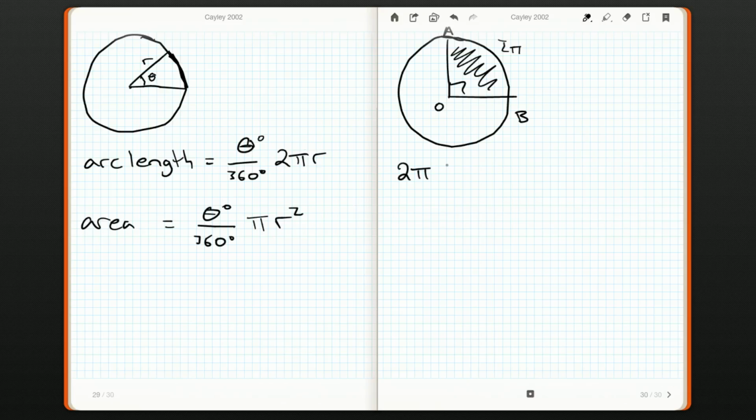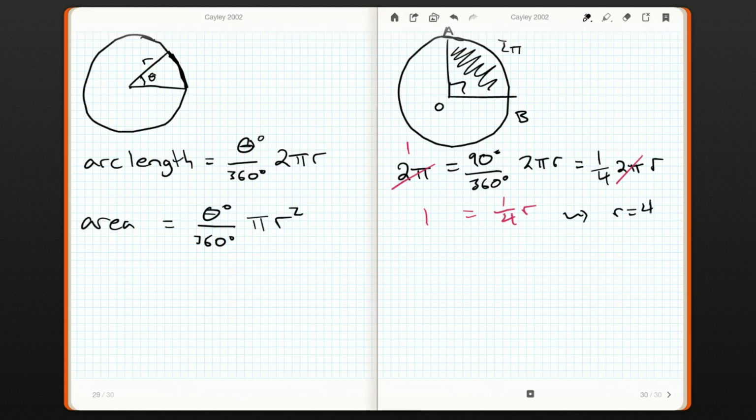So we know that 2 pi is 90 degrees over 360 degrees, times 2 pi r, which is 1/4 of 2 pi r. So if I divide by 2 pi on both sides, I'm going to get a 1. So 1 equals 1/4 r, and it's not that hard to see at this point. R is going to have to be equal to 4. So we used the arc length information to get the radius. And we knew we wanted the radius because that's what we're missing in our area formula. So all the pieces slowly fit together.